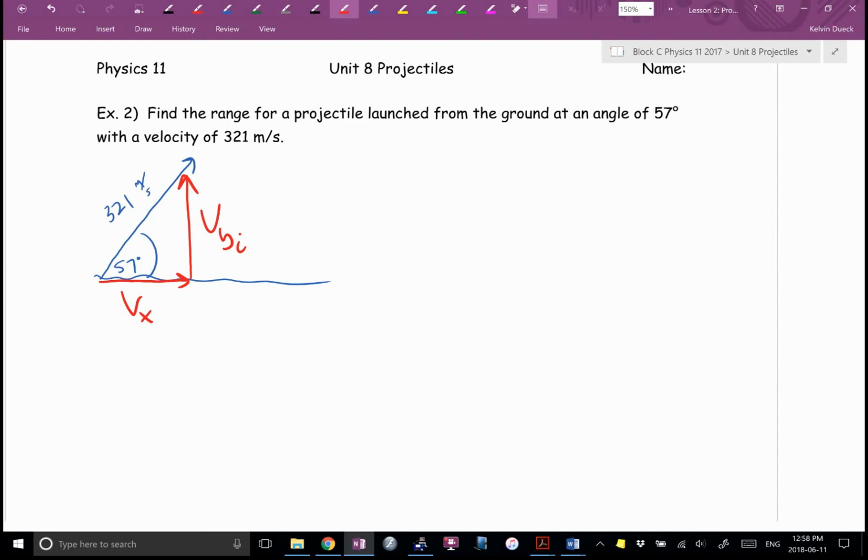That 321, opposite, adjacent, or hypotenuse? Hypotenuse? What about Vy initial, opposite or adjacent? What about Vx? Let's find Vy. To do that, we'll use those two there. Looks like I have an O and an H. Which trig function is that?